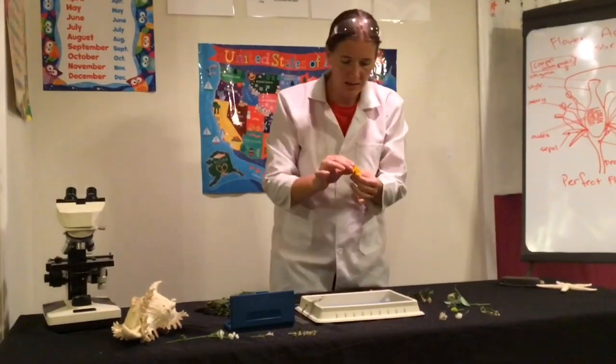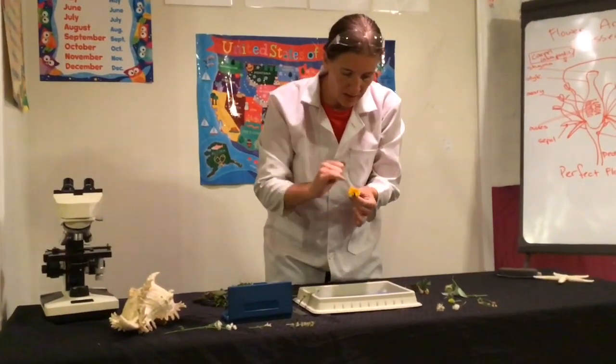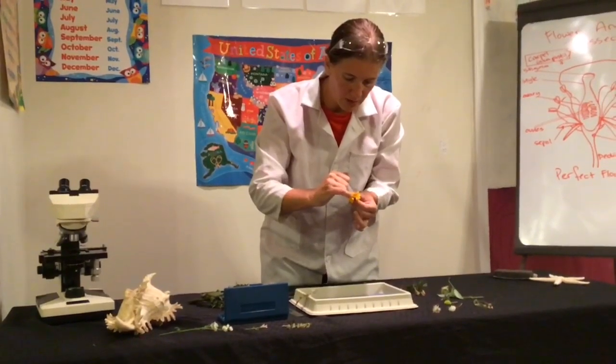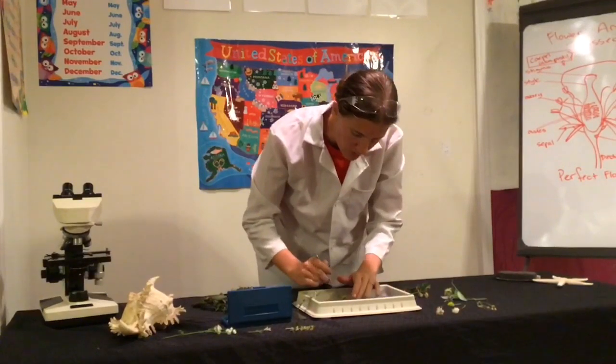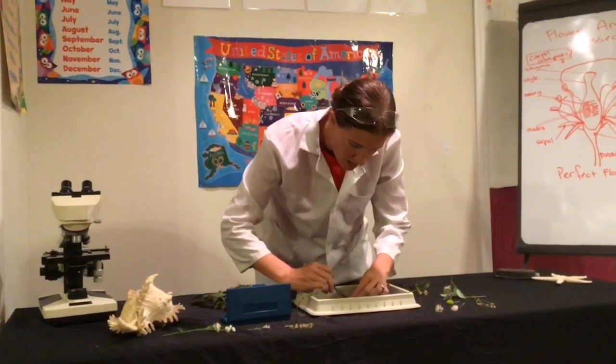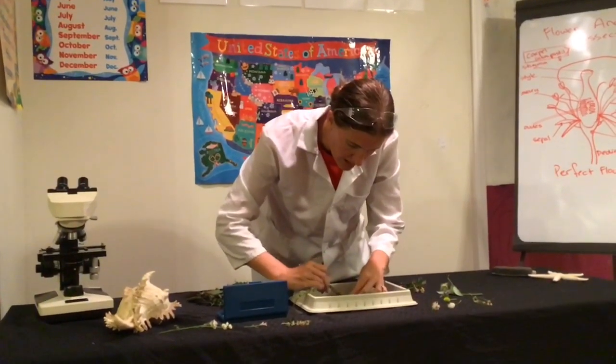Again, it's another perfect flower. You can see the little yellow filaments and anthers. You can see the sepals on the bottom. Just need 2 or 3 of these to complete a lab.